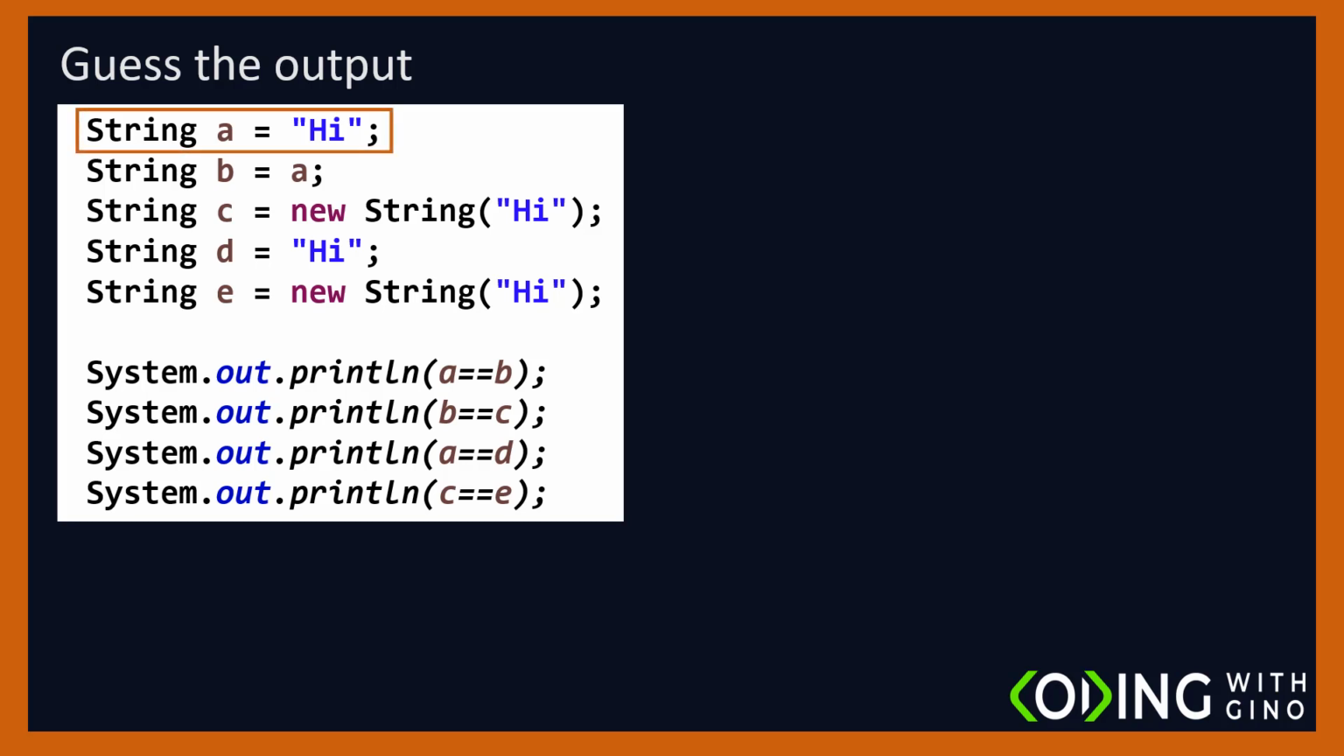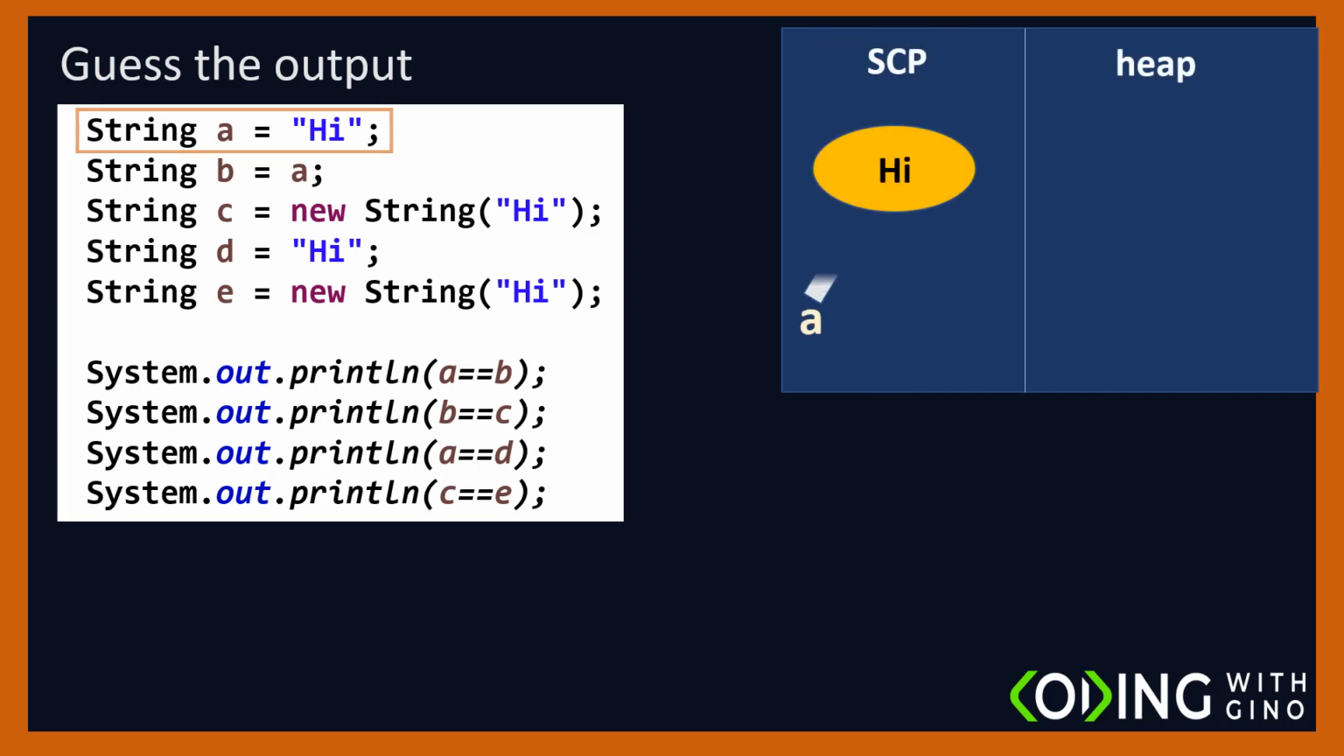String A equals "hi", so object "hi" is created in SCP. Next, B equals A means B should point to the object where A is pointing, right? So, internally, it looks like this.